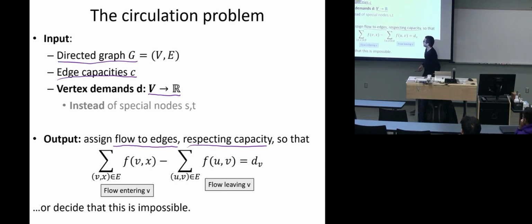So previously we have that only S and T have a non-zero net flow. Now I specify what the net flow is on every node that I want, and I want to find a flow such that it satisfies this demand on every node. And I want to find such a flow, or you just decide that this is impossible. That's my task.